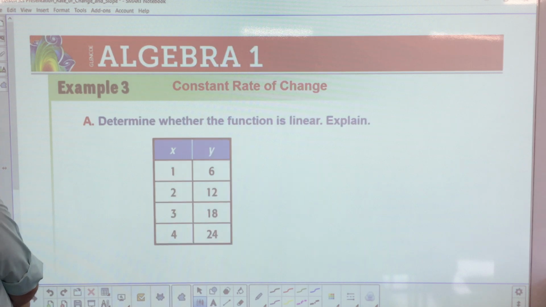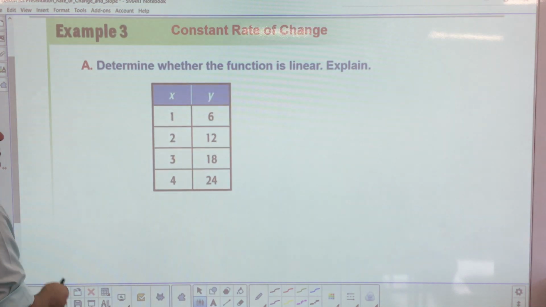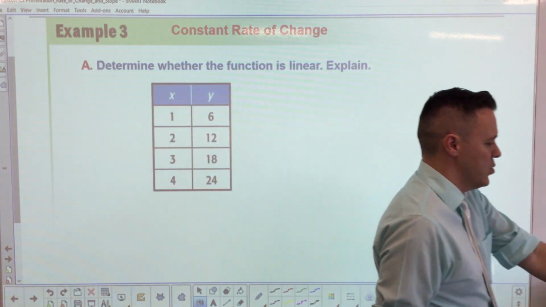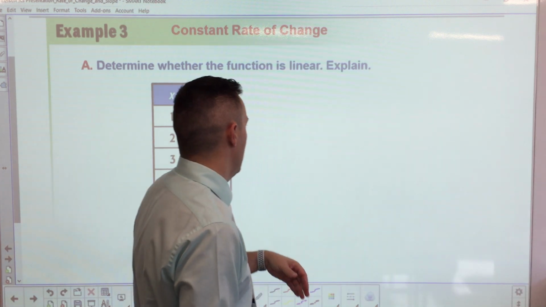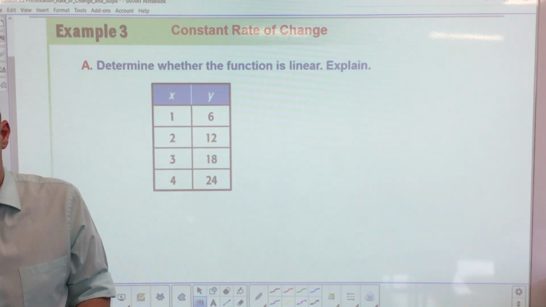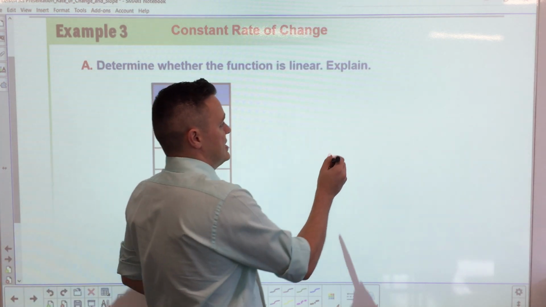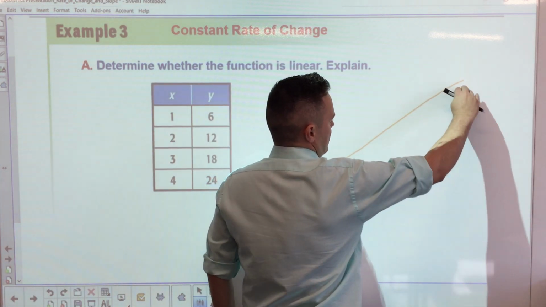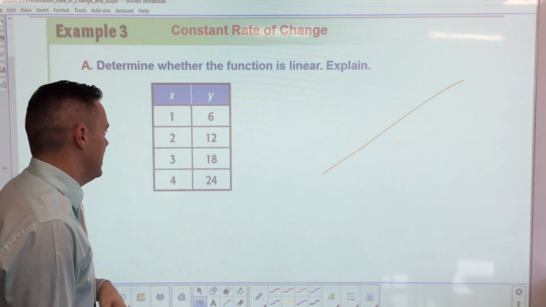Now, on this one, make sure I got it right. Next. Example 3 does start on page 162. On 162, you need to be able to take a rate of change from a table and explain whether or not it's linear. A linear function has the same constant speed. It's going to be the same constant rise over run, which we're going to learn about in a second.